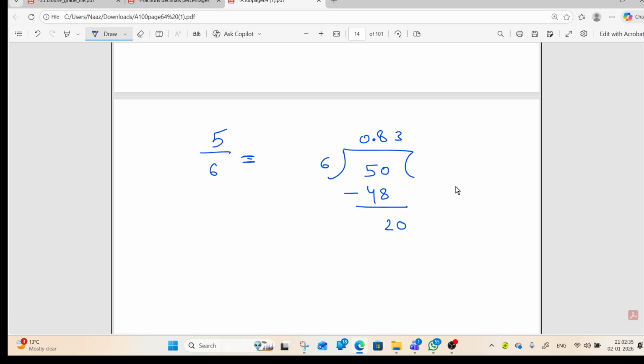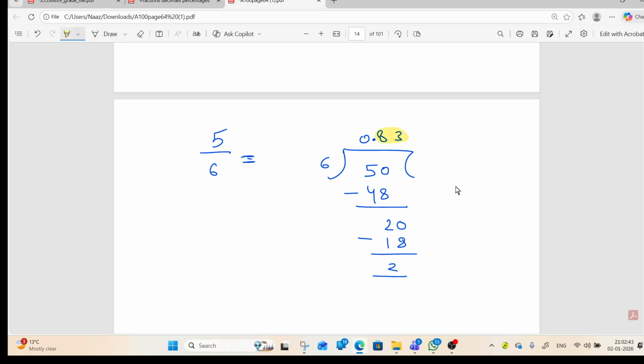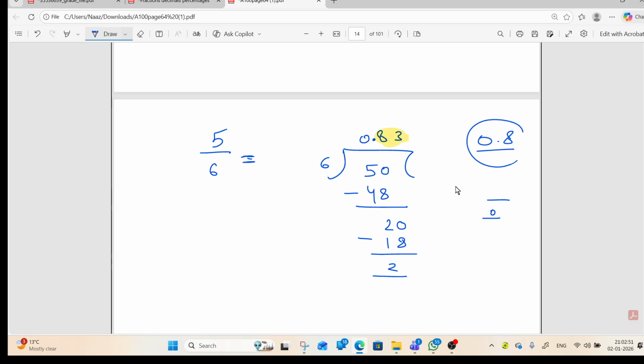6 times 3 is 18, right? Then 2 is your remainder. So you just need to do 2 digits after the decimal at least. In some numbers you will get 0.8 and then the remainder becomes 0, so you don't need to do it. In that case it's fine, but if you are getting some remainder, try to get the answer up to two decimal places. So your answer is 0.83.